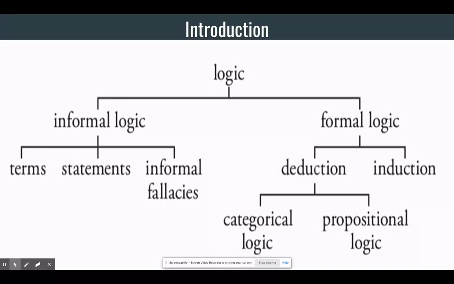So here's kind of a chart of what we call logic. You can see there's 2 branches. Just so you know, you'll get to know this chart very well. This is called a genus and species chart. We'll talk about that later down the road. But you can see that the big genus is logic. And under the genus of logic, there are 2 species, informal logic and formal logic. And under the genus of informal logic, you see there are 3 species: terms, statements, and informal fallacies. In this class, we're going to study all 3 of these.